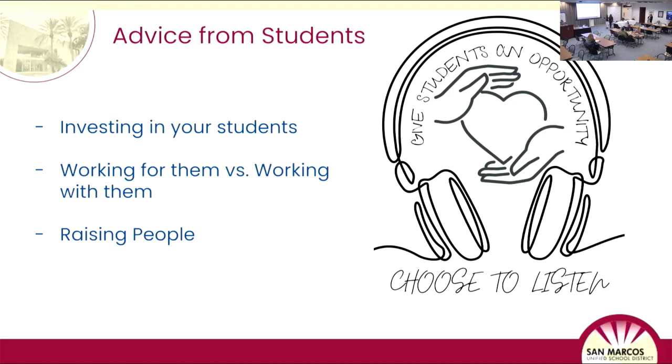And then this is just an infographic that I made like last night. It's just a way to organize my advice visually, since that's how I learn. But it's more about choosing to listen. So that's where the headphones came from. And then giving the students an opportunity, working with them to form that heart, if that makes sense. So that's just our biggest thing: give students the opportunity. If you listen, they'll tell you what they need.